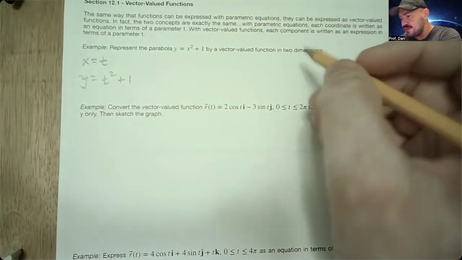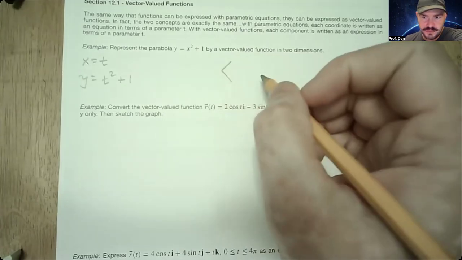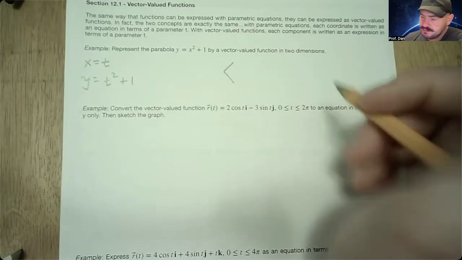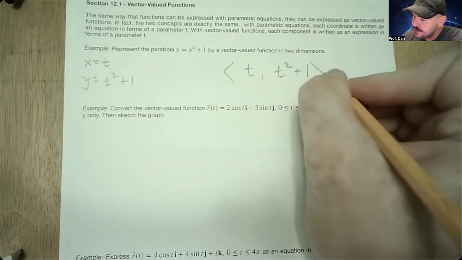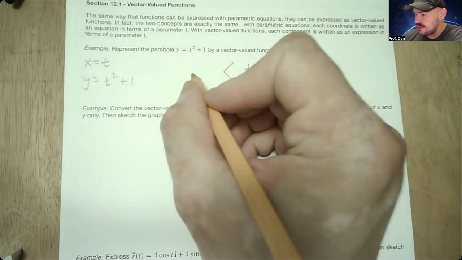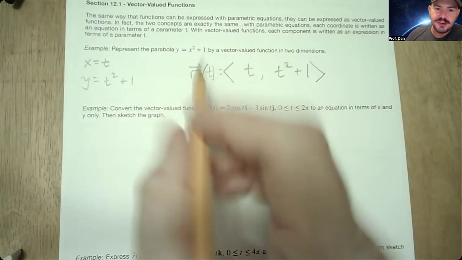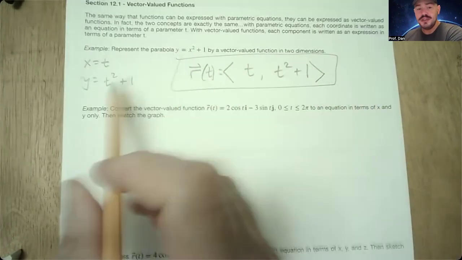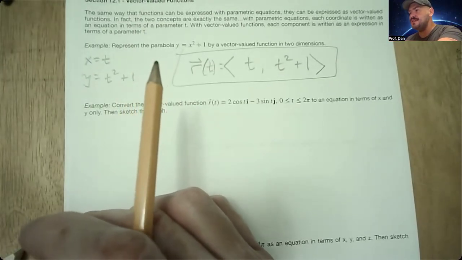To write this as a vector valued function, I would write a vector and I can write it in component form like this, or I can use my unit vectors i and j. But this is what my vector valued function looks like. And typically when you see something like this, the function might be called r of t, right? Where r is a vector. So there you go. You see, they really are the exact same thing.